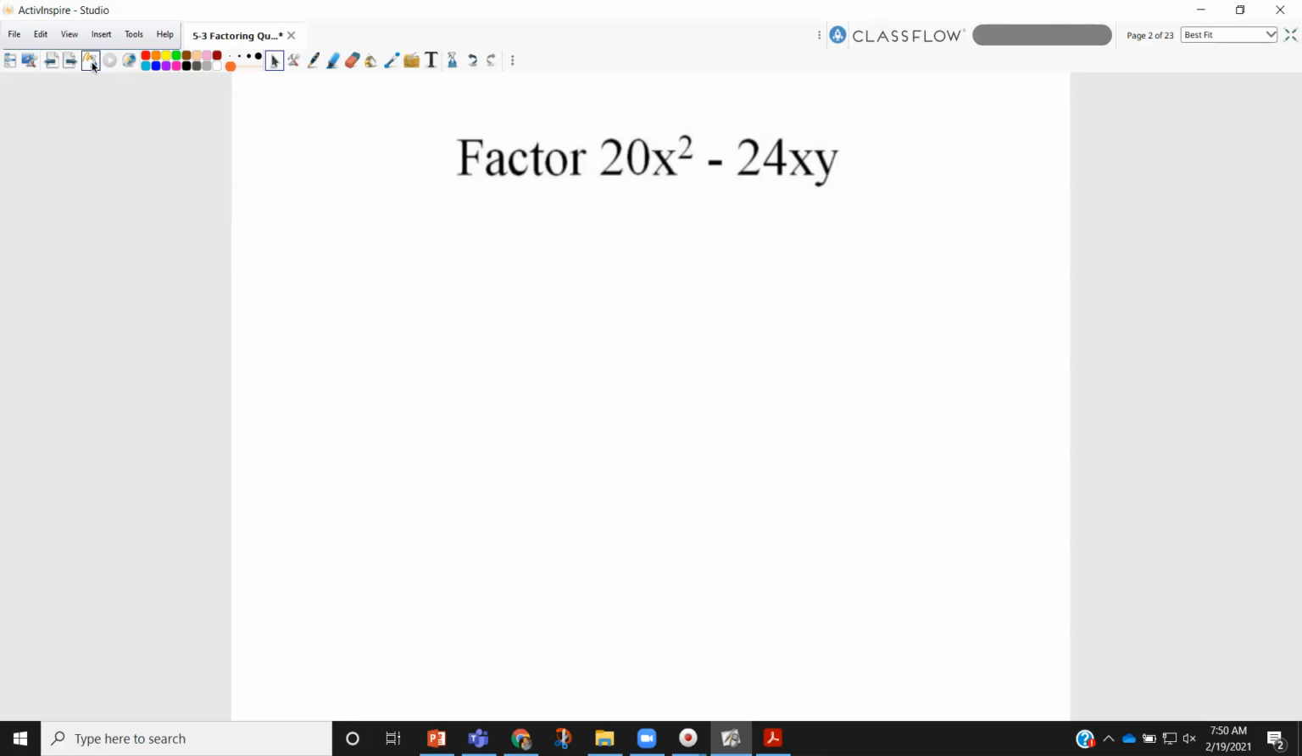So in this example here, you have 20x squared minus 24xy. So 20 and 24 both divide by 4. So we're going to take out a GCF of 4. Both x squared and x contain x's, so we're going to take out an x. And that leaves behind 5x minus 6y. You should be able to distribute your GCF back in and get what you started with. And then what we're eventually going to do is look at how we can take out a GCF and then factor even further.